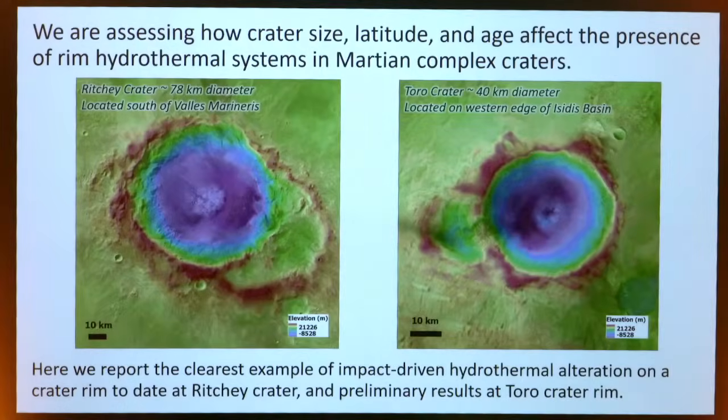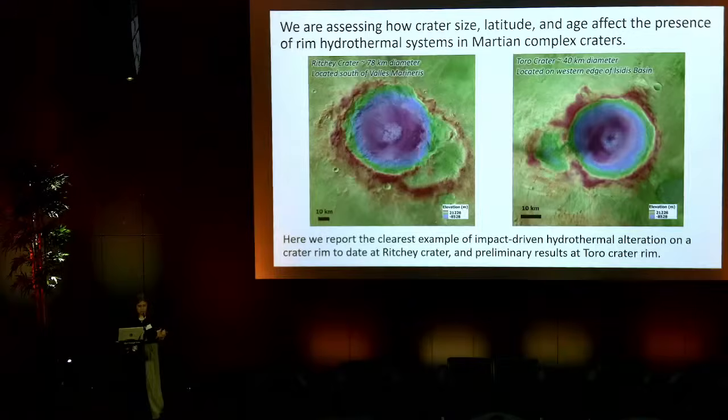And so what we're looking at here is we're assessing how crater size, latitude, and age affect the presence of rim hydrothermal systems in Martian complex craters. On the left, we have Ritchie crater. It's a 78-kilometer diameter crater located south of Valles Marineris. And on the right, we have the other focus of this talk, Toro crater, which is about 40 kilometers in diameter and located on the northwestern edge of the Isidis Basin.